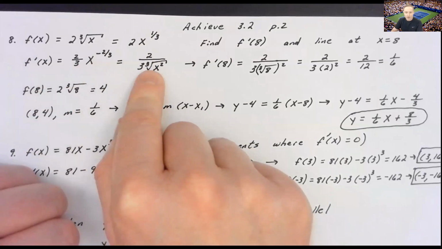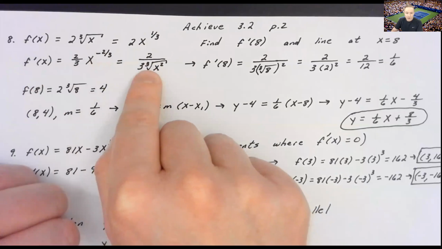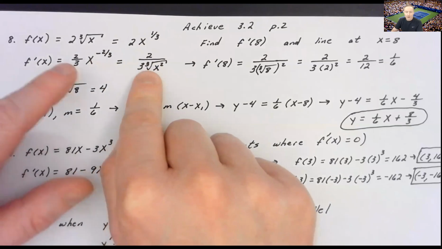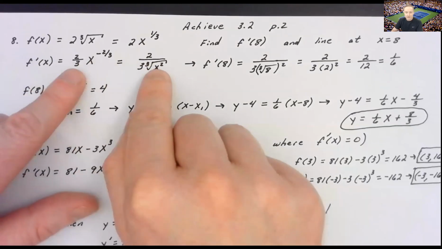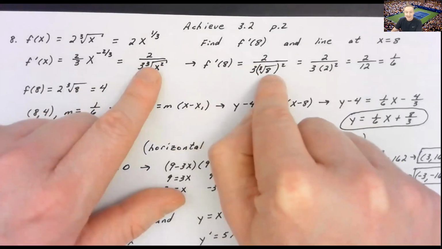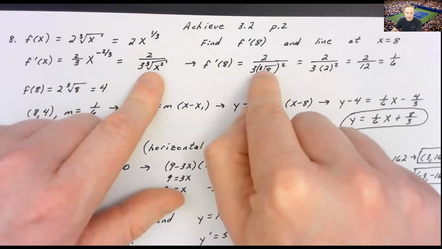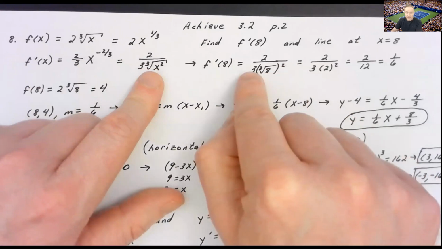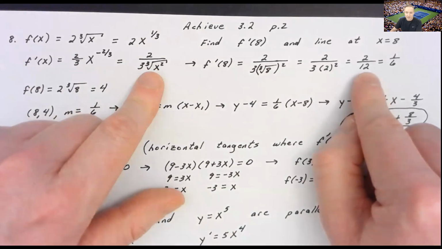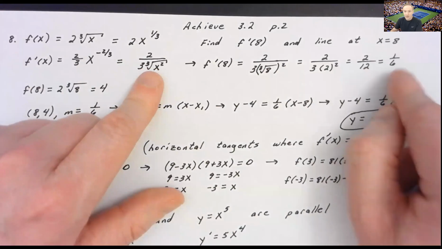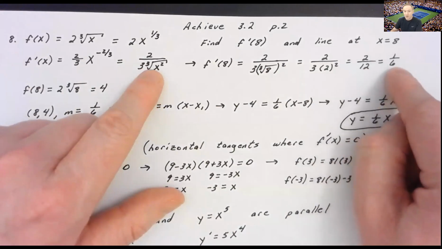Now I can say, all right, I need to evaluate the original function and the derivative at this point. When I plug the 8 into my derivative, you can see I did that here. F prime of 8 is just going to be 2 divided by 3 times, and it's easier if you take the cube root of 8 and square it. The cube root of 8 is 2, and then 2 squared is 4. I multiply that by 3, and I know my denominator would be 12. Well, 2 over 12 reduces down to 1/6. So now I know my slope at the point of interest is 1/6.